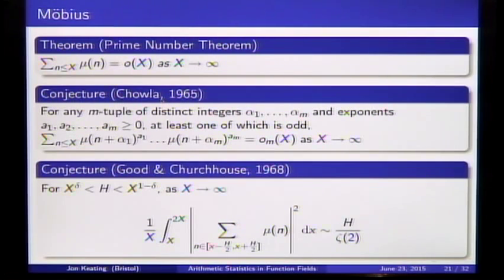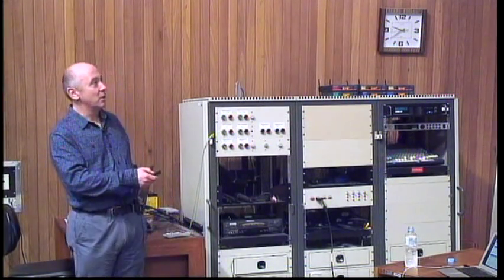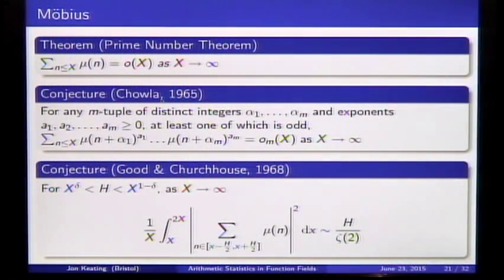If you look at Mobius summed over short intervals, this is the subject of a conjecture which goes back to 1968 due to Good and Churchhouse. For those of you who enjoyed on the plane over here the film The Imitation Game, when Alan Turing sacked 2 of the members of his group and hired 2 more, one of them was Jack Good. That's one of the few things in the film that is historically correct.